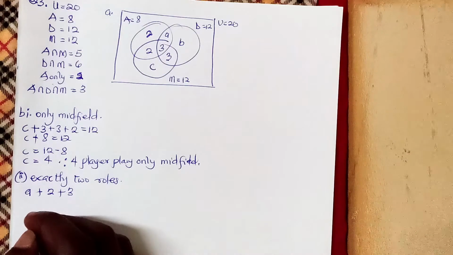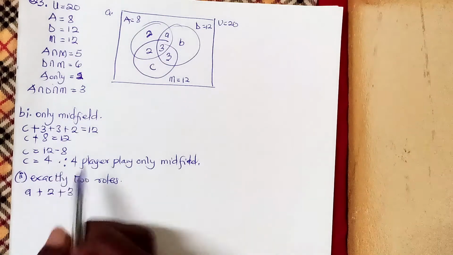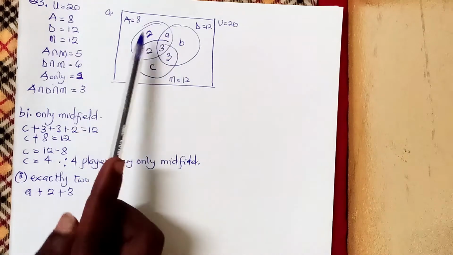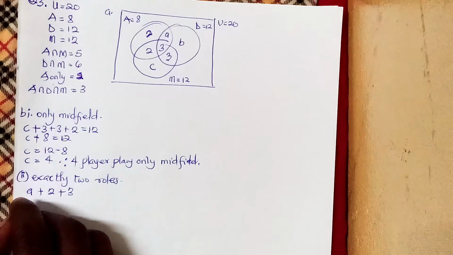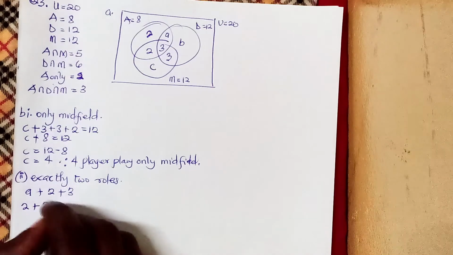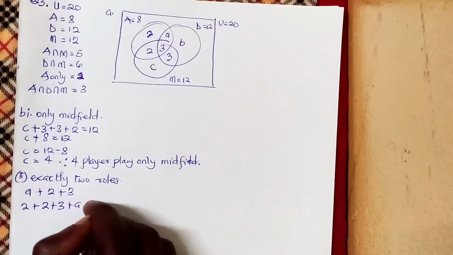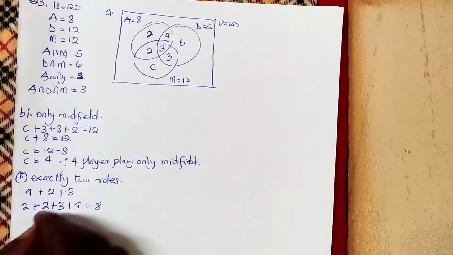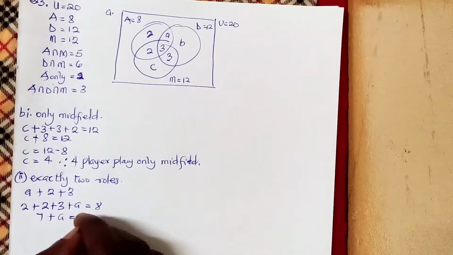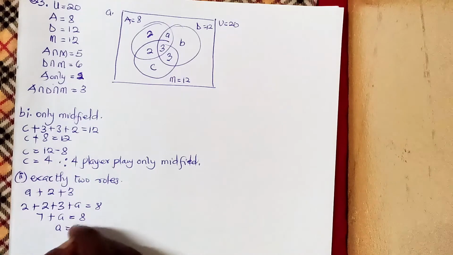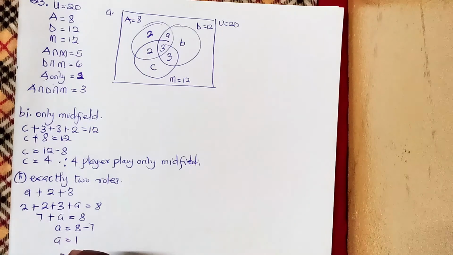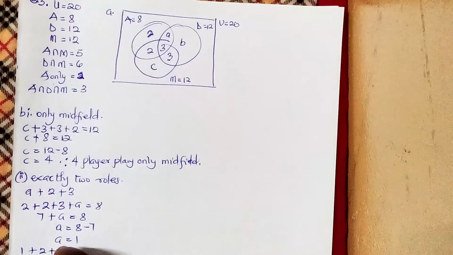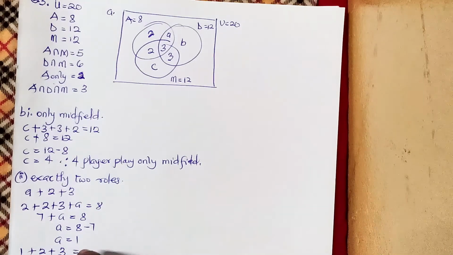So in finding A, we use that of the set attackers. Since we have all the values in there, let's use that one. So we have 2 plus 2 plus 3 plus A is equal to 8. Therefore, we have 7 plus A is equal to 8. You have A is equal to 8 minus 7, so A is equal to 1. Since we have A, we can find exactly 2 rows. We have 1 plus 2 plus 3, which gives us a sum of 6.